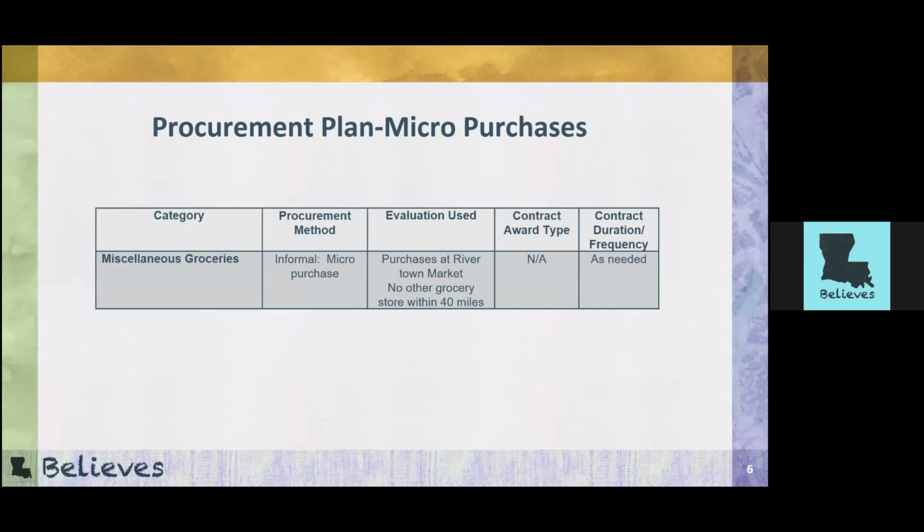We always get a lot of questions about using the micro purchase method in small towns where you may have only one grocery store within 40 miles. And so what we tell everyone is to make sure to indicate if you're doing miscellaneous groceries from one grocery store because the next grocery store is 40 miles away. Please indicate that on your procurement plan, because we know that it's not reasonable to expect that the SFA will utilize more than one grocery store if they have to go 40 miles. So just indicate it on your procurement plan, and when someone comes to audit you, then you would be in compliance.